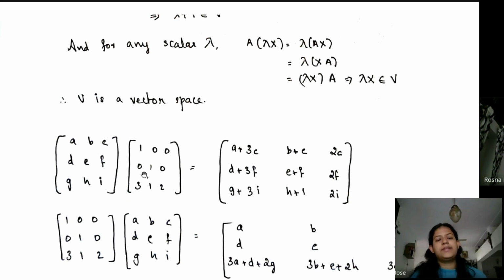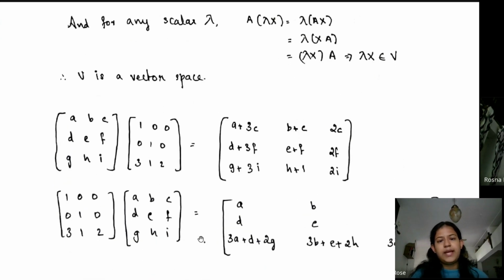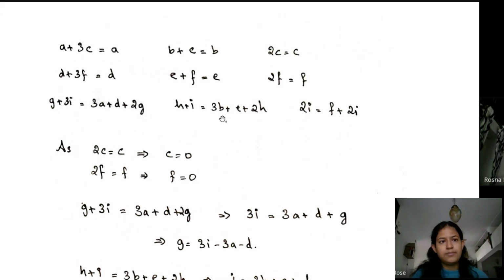I know that XA and AX are the same, which means that these entries are the same as these entries. So A plus 3C is equal to A, B plus C equals B, 2C equals C, and so on. By equating these entries, I get this set of equations. Here you can see that my condition is 2C equals C, which happens only if C equals 0. And here 2F equals F, which means that F equals 0. So C and F become 0.